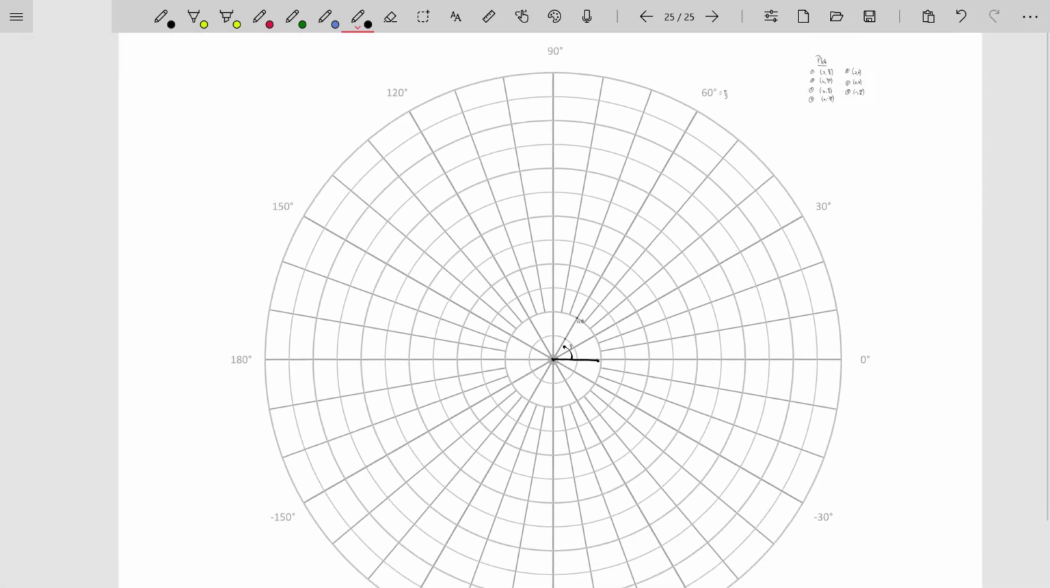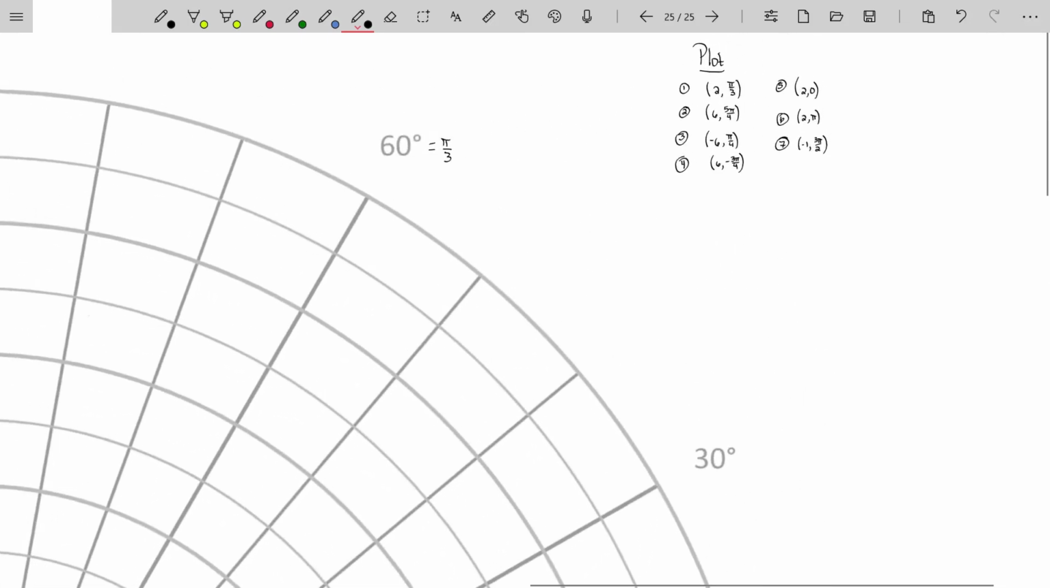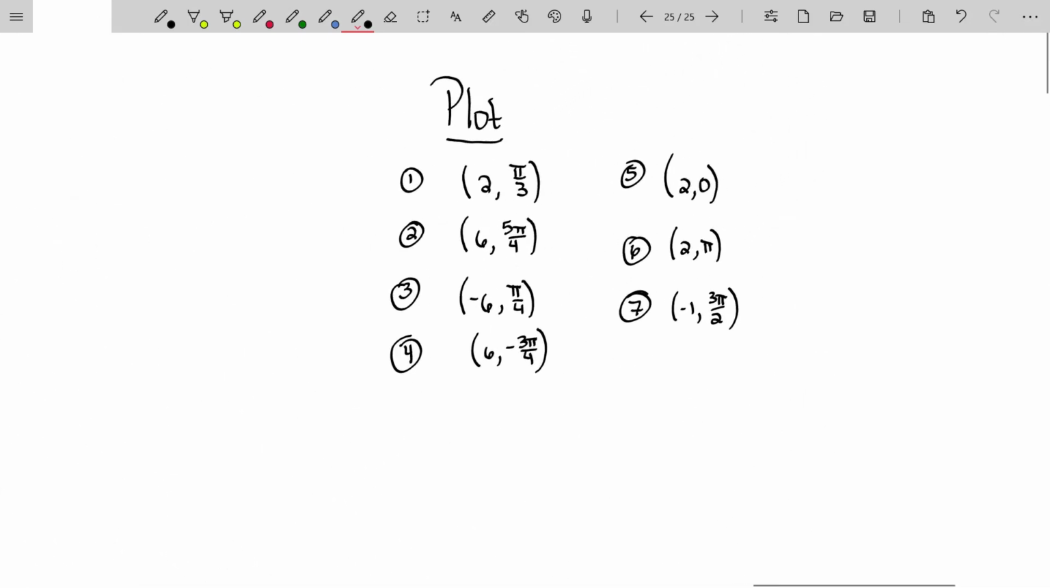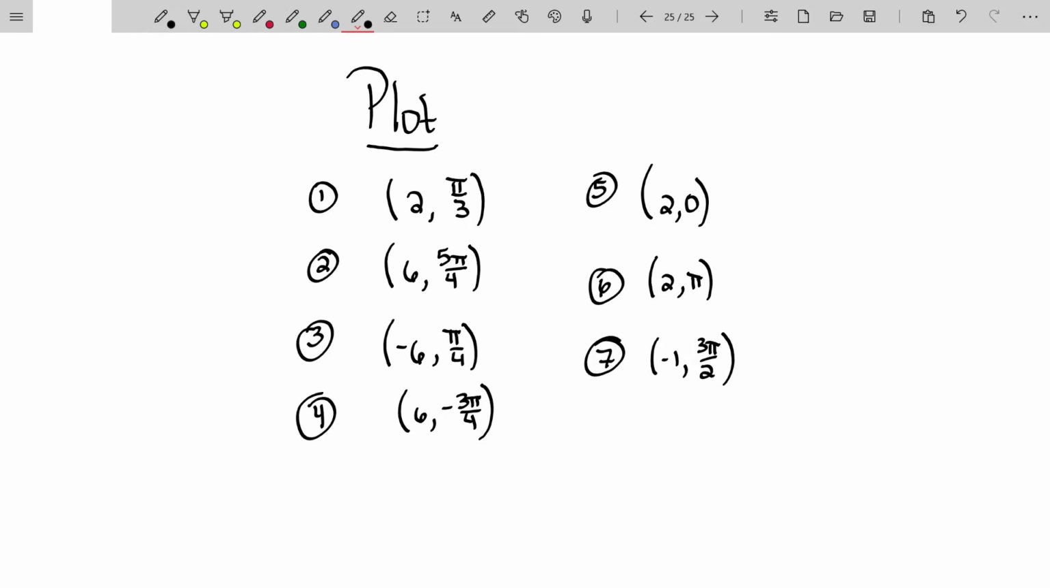Anyhow, let's go ahead and see what our second point to plot would be. So we already plotted (2, pi over 3). Let's go ahead and plot (6, 5 pi over 4).